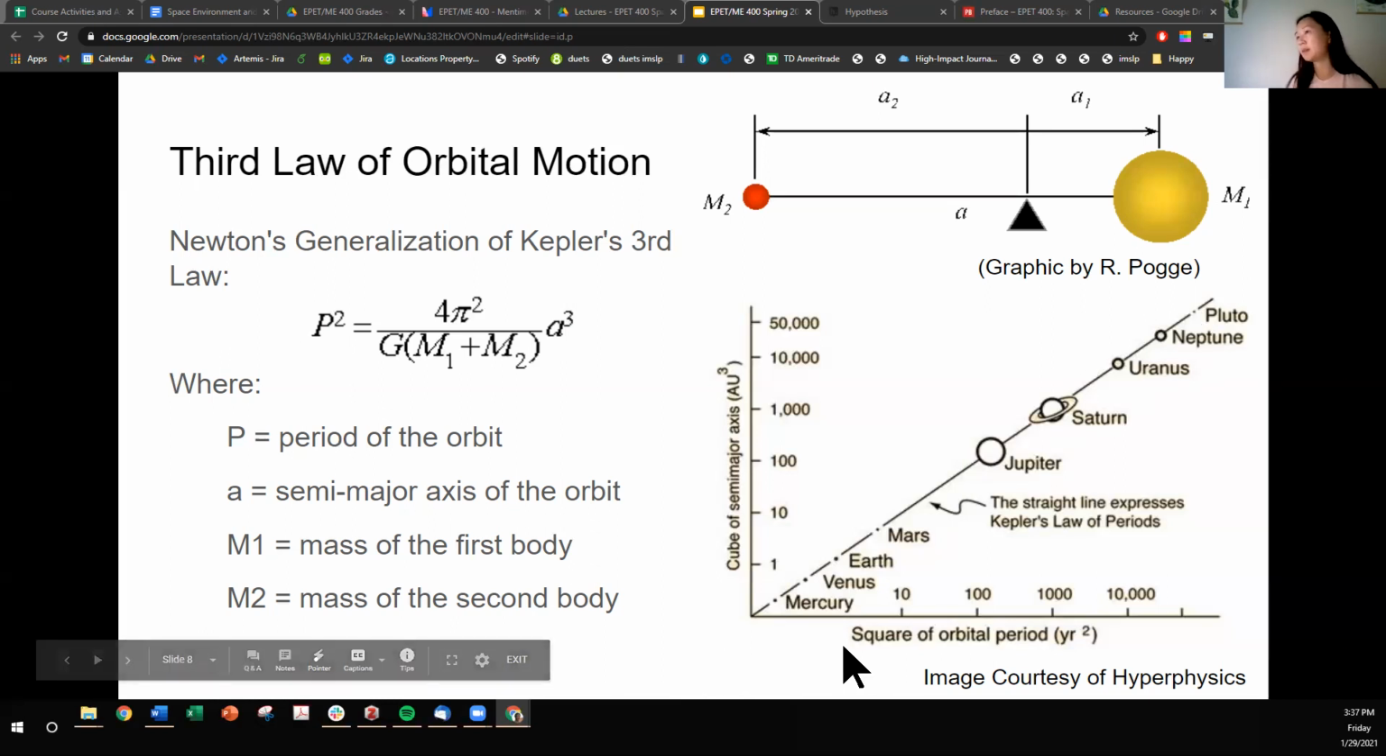You'll see this relationship play out with all of the different planets in our solar system. If we were to plot the square of orbital period for all the planets, it directly corresponds to a linear relationship with the cube of the semi-major axes.